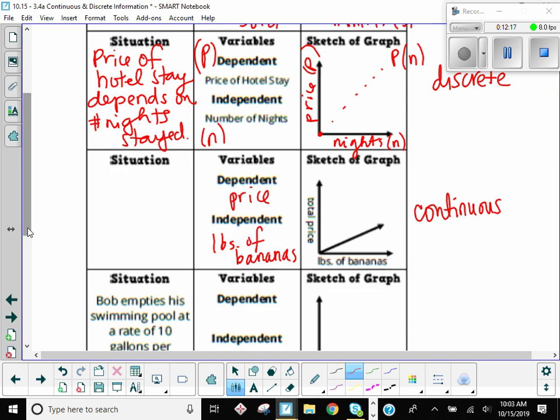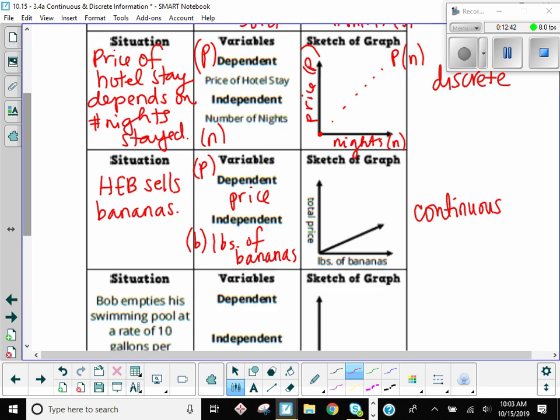Price is dependent on, or if we wanted to mix it up a little bit, we could just say H-E-B sells bananas by the pound. Yeah, there's a situation for you. What letter would you want for price? What about pounds of bananas? B? Like P?